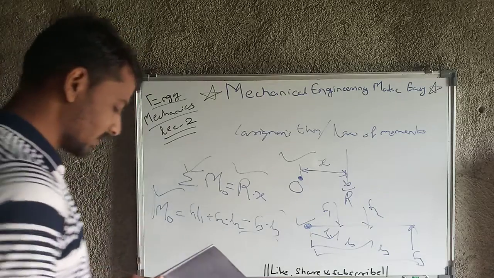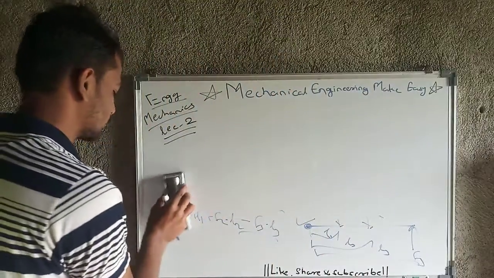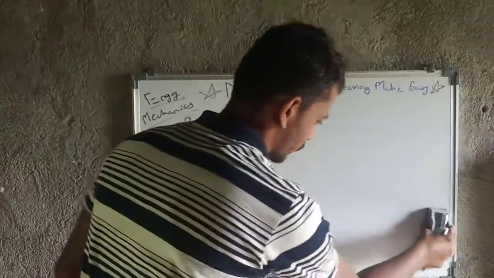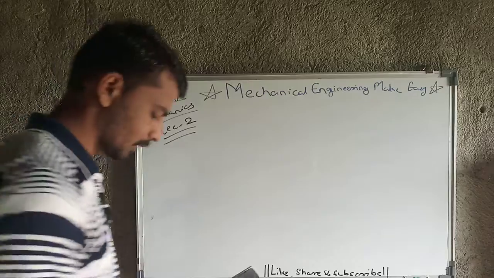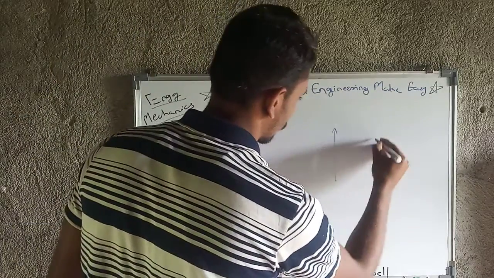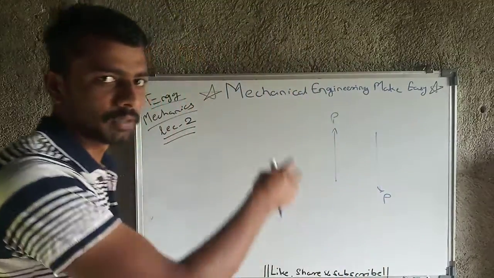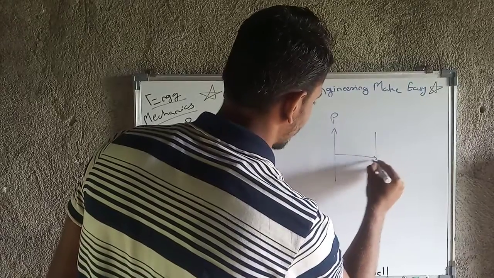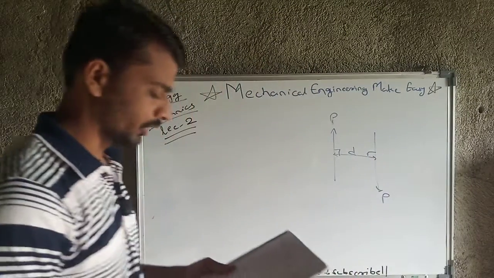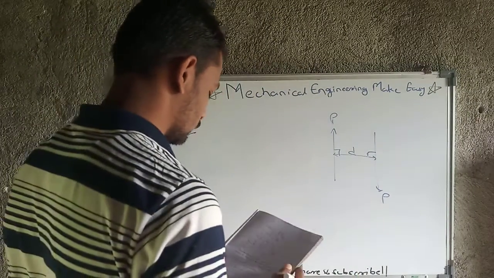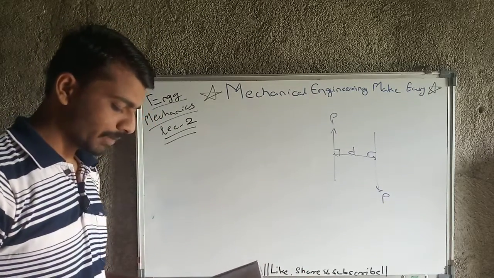Now we will move towards the next topic, couple. What is a couple? A couple is when two forces are acting in opposite directions, and that forms a couple. For example, this is one force and this is another force, and both have the same magnitude, P and P, but are in opposite directions, and the forces have a perpendicular distance between them, maybe small d.